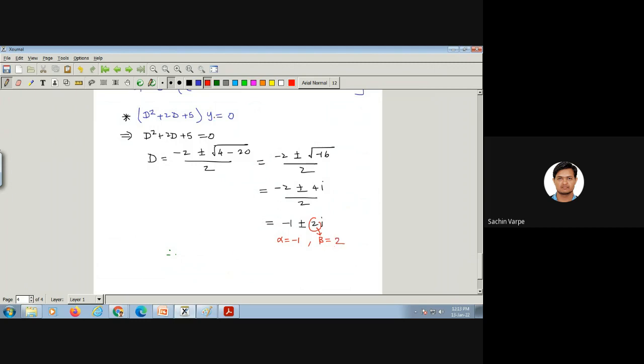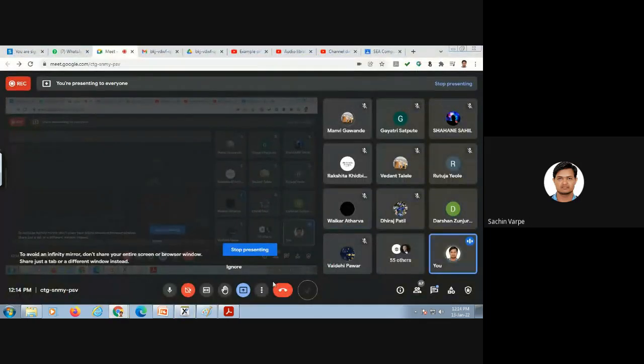So with this, we get the complementary function to be e to the power real part, that is minus 1 x. X is the independent variable, therefore I'm writing like this. But if the independent variable changes, the complementary function will be in terms of that independent variable. So e raised to minus x into (c1 cos 2x plus c2 sine 2x). Clear to everyone? How do we write the complementary function with the help of formula? So this is all about the complementary function.